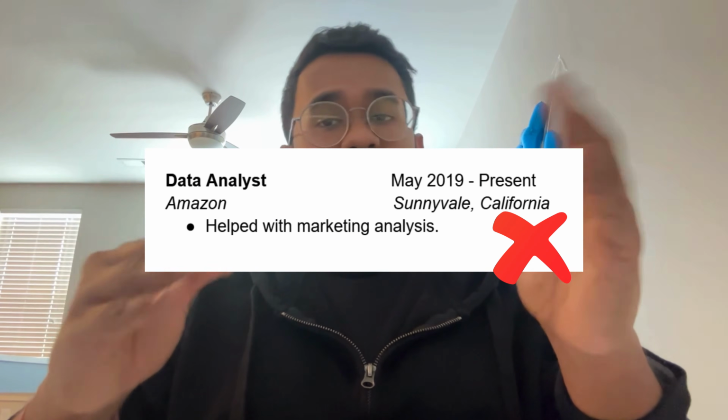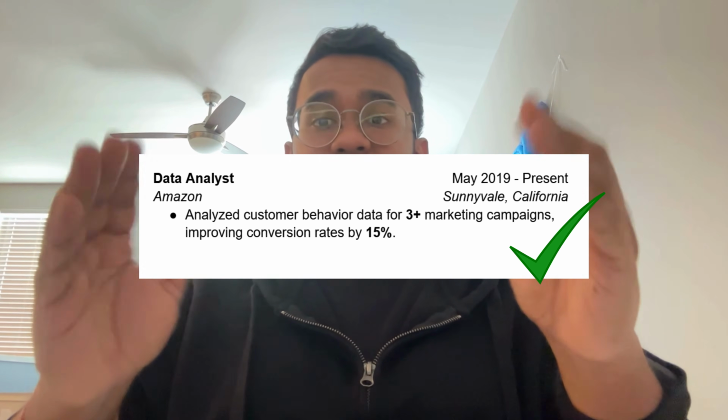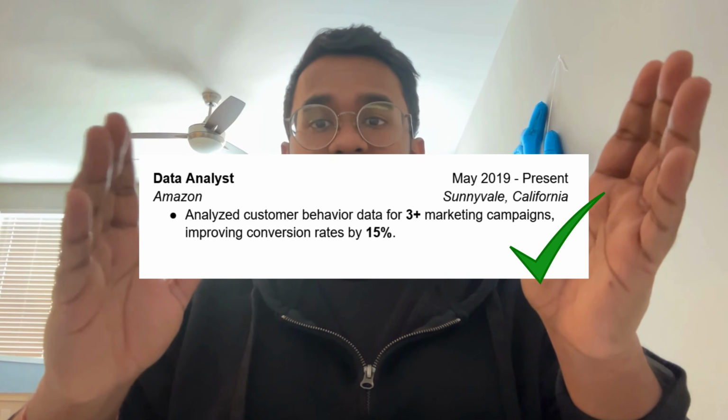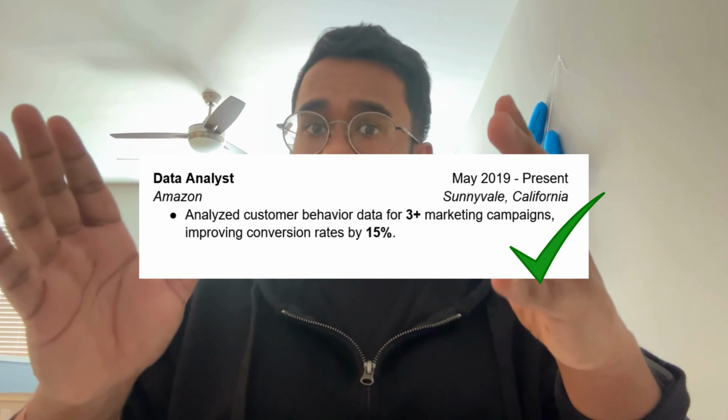Another reason why your resume doesn't get interviews is because you don't include numbers, metrics, and quantifiable impact in your bullet points. Remember, recruiters love numbers because numbers equals credibility. Instead of saying something like helped with marketing analysis, say analyzed customer behavior data for 3 marketing campaigns, improving conversion rates by 15%. So add numbers and quantify your points wherever you can.